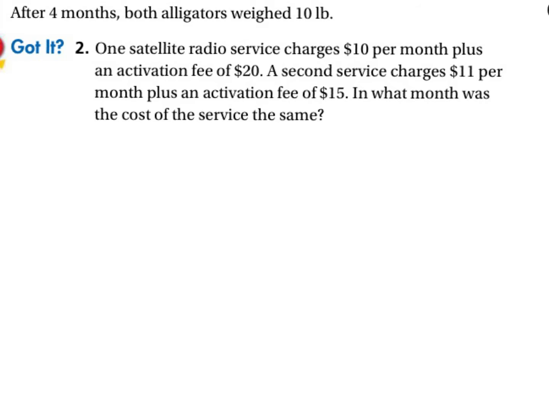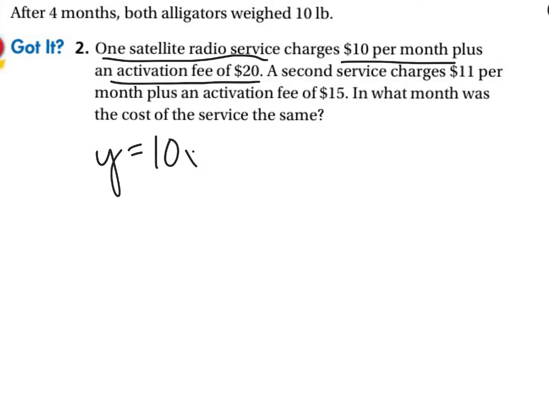So for the one satellite radio service, it's $10 a month plus this $20 activation fee. Activation fee is just a one-time cost. Okay, so this would be like Y equals 10X plus 20. If X would be our number of months, and Y is our total costs.